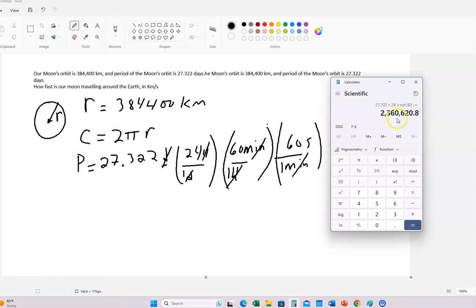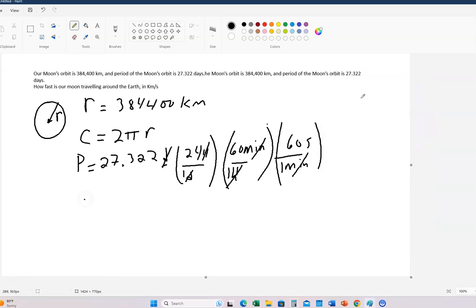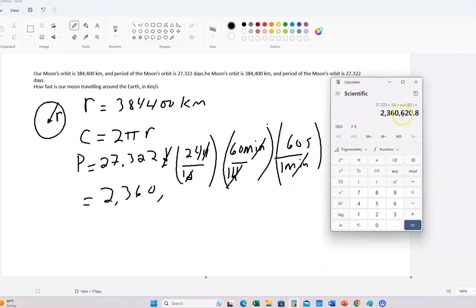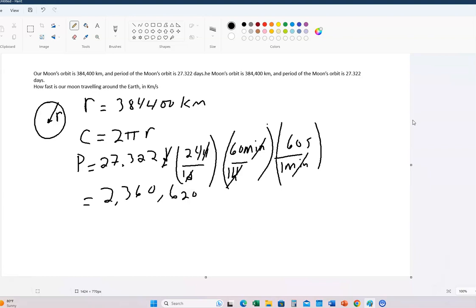We can write that number down here. I have to remember this, because as soon as I touch the screen, it'll disappear. So, 2 million, 3, comma, 360, comma. I want to be precise here, so let me look at my calculator again. It's 2,360,620.8, and that's seconds.